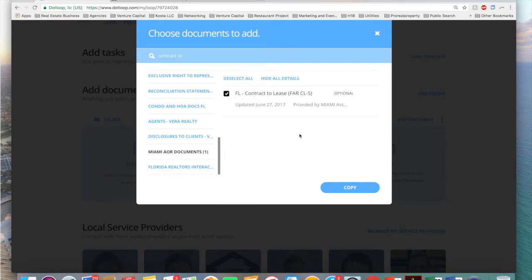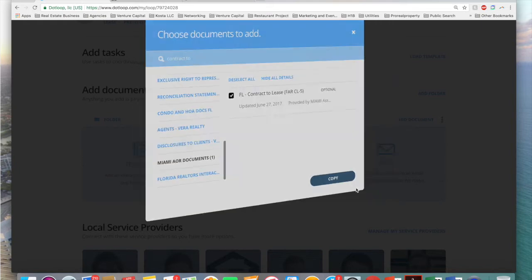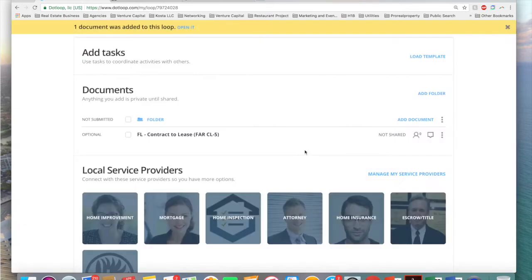This is the standard Florida form approved by the Miami Association of Realtors. So we import it to the file.